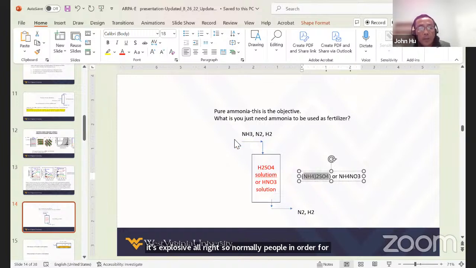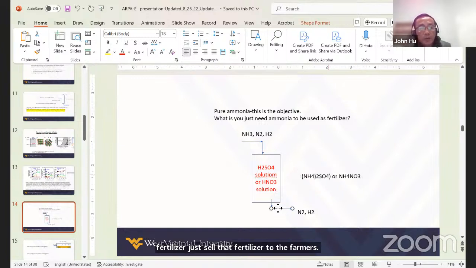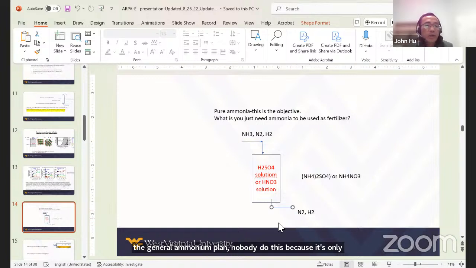So if your objective is not to make pure ammonia, you can have a solution of sulfuric acid, and then you just put ammonia in there, and you end up with a solution of fertilizer. Just sell that fertilizer to the farmers. It's much easier and cheaper. But for the general ammonia plant, nobody does this, because it's only to make the farmers happy. Ammonia has a lot of other uses. That's why you need to do pressure swing, membrane, cryogenic.